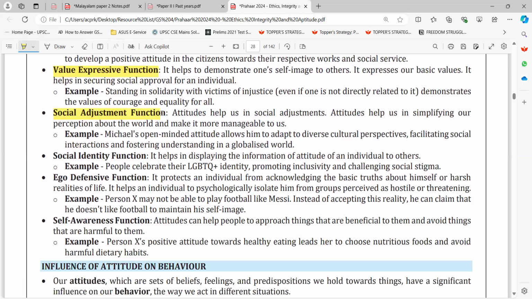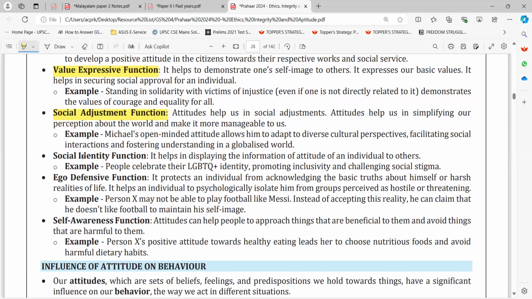Next is social adjustment function. Attitudes help us in social adjustments. Attitudes help us in simplifying our perception about the world and make it more manageable to us. Example, Mikhail's open-minded attitude allows him to adapt to diverse cultural perspectives, facilitating social interactions and fostering understanding in a globalized world.